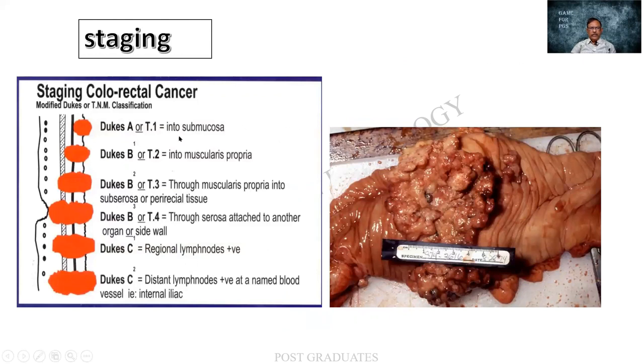The method of classification, of course, is the Duke staging. There can be varying methods of staging, or year after year there can be some improvement on it. But this is the Duke's classification. So this is the mucosa over here, and this is the serosa with the blood vessels. The tumor is going deeper down. I would like you to kindly go through this and memorize it.